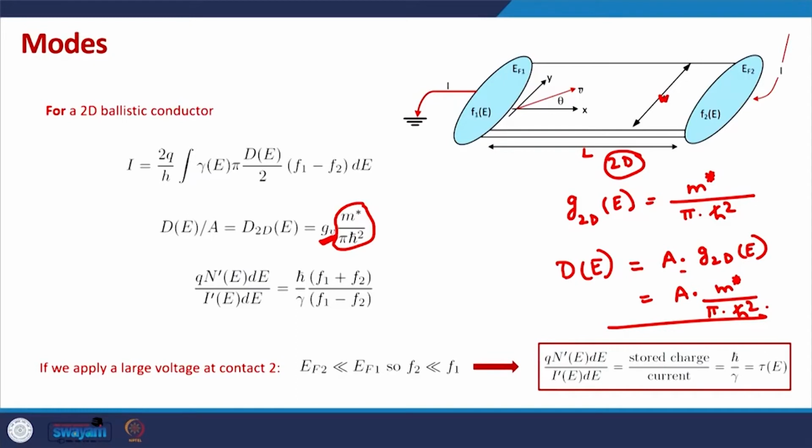As we have seen, for low voltages F1 is almost equal to F2, and for high voltages F1 is extremely larger than F2. In that case, the ratio between the steady state number of electrons and the current becomes tau by q, and q can be taken here.